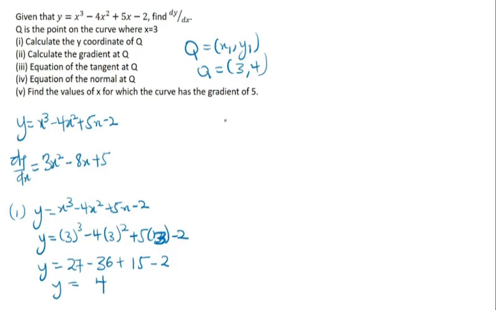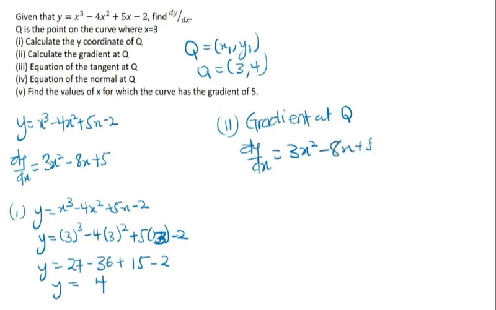So for the II aspect of the question, we have to find the gradient at Q. As you know, we just substitute the value of x into the differential equation. So we have dy/dx is equal to 3x squared minus 8x plus 5. But we have our x value to be 3. So we write 3 times 3 squared minus 8 times 3 plus 5. So our gradient, let me use m.